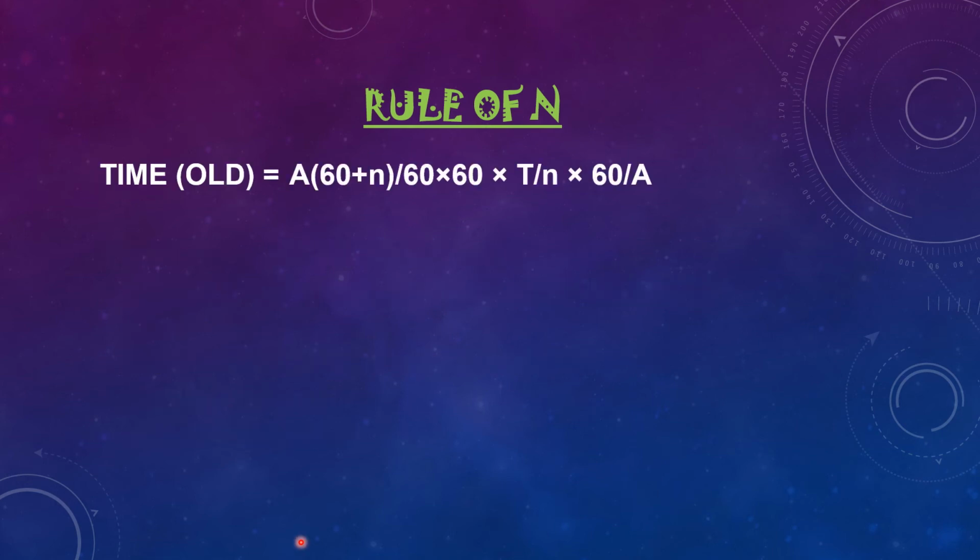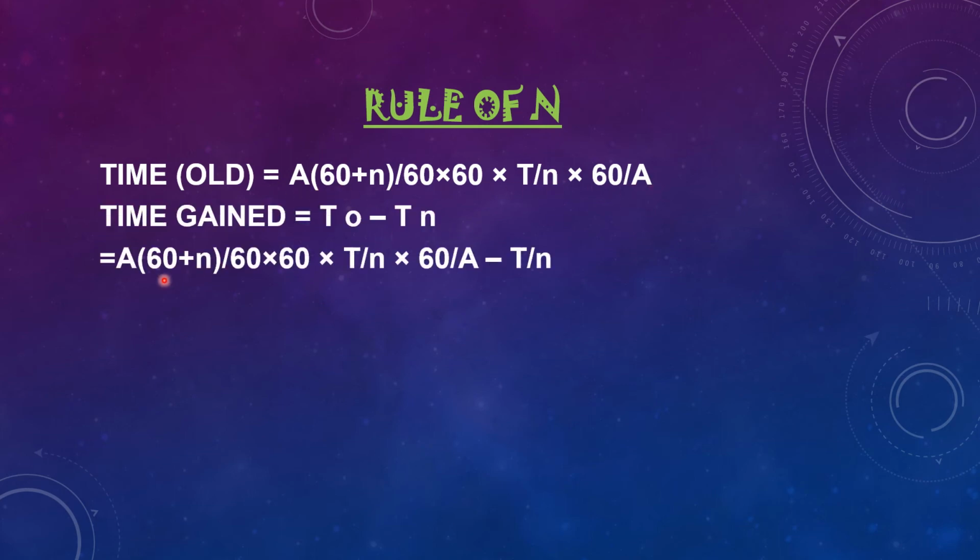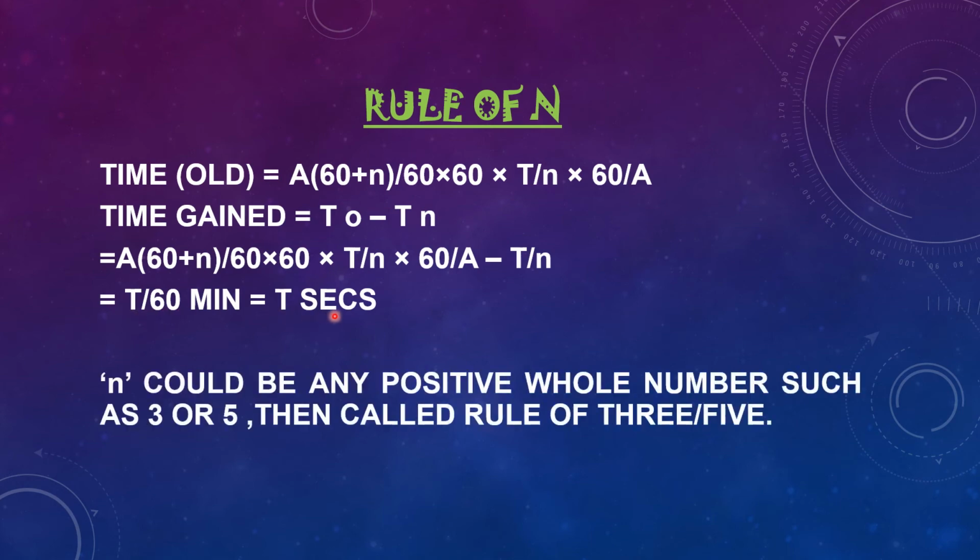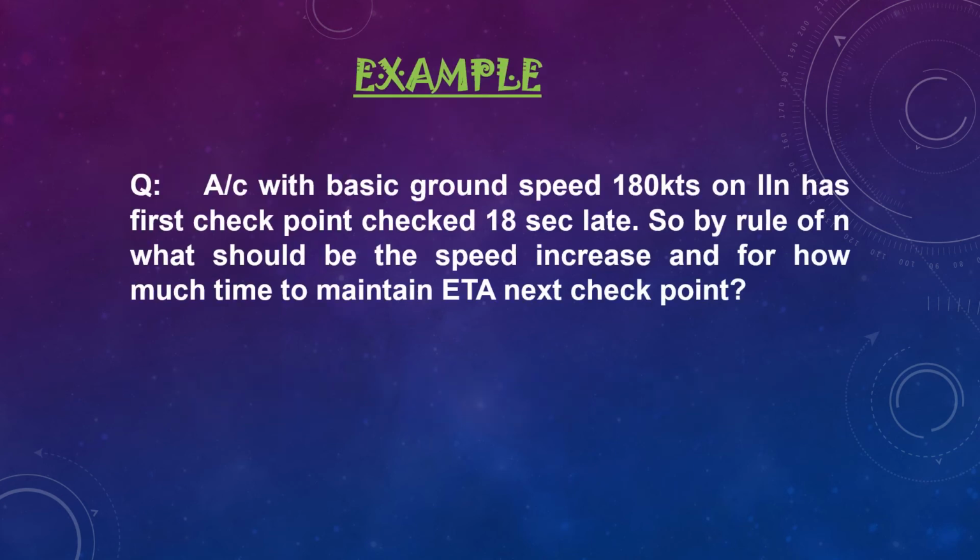And again, similar to the Bell's method, you find out the old time by dividing this distance by old speed. Substituting the value of d will give you the old time, and the difference of the two timings will give you the total time gained. In this case, as you put the values, you get the time gain as t by 60 minutes or t seconds, which proves the viability of rule of n. Point to note is that n could be any positive whole number. It could be 3, 5, or any convenient number, and thereafter could be called as rule of 3, rule of 5, and so on. So let's quickly do a few questions.